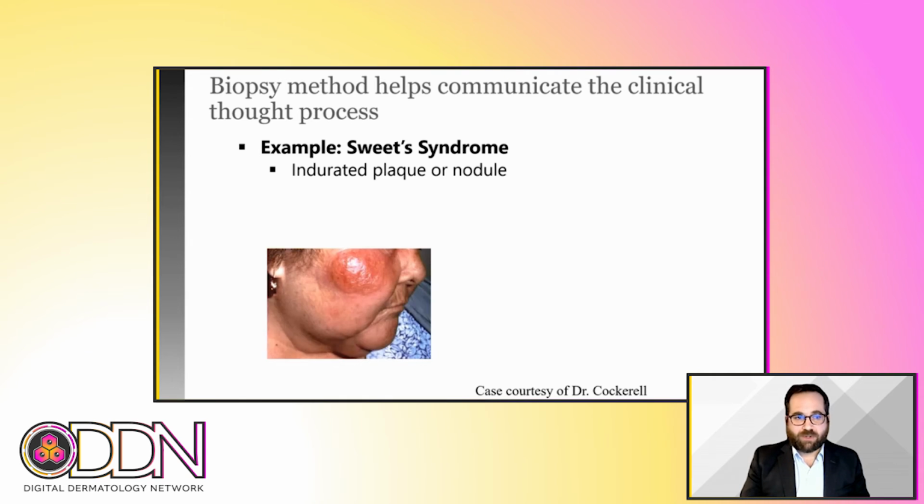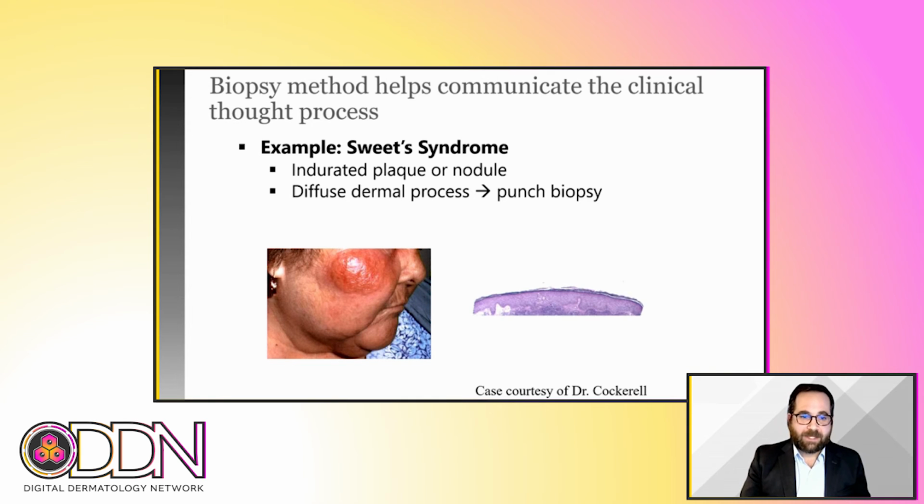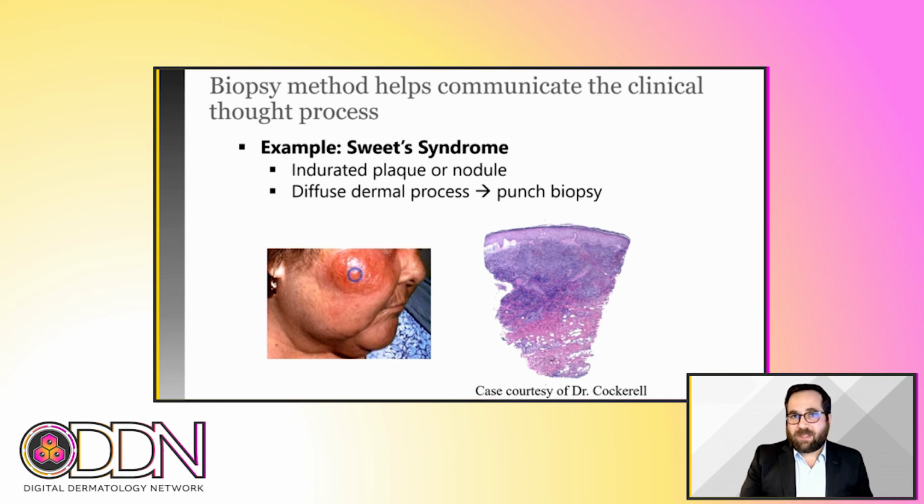So we'll start with Sweet syndrome. And if you're confronted with a patient with an indurated plaque or nodule seen here on the cheek, you're thinking about or imagining a dermal process, something that's going to require a punch biopsy. And in this case, if you were to perform a shave biopsy, it wouldn't be possible to identify the types of changes that you need to on the biopsy reliably. And it might limit the type of diagnostic information that you could get back from that sample.